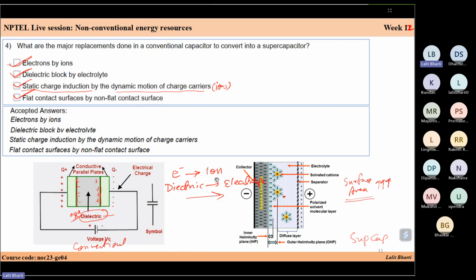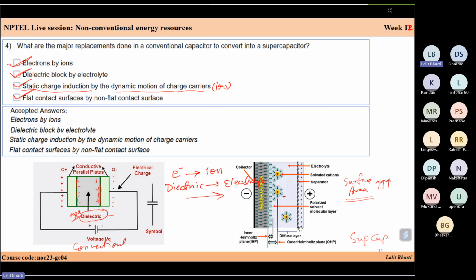Then we have the dielectric block replaced by electrolyte. So yes, you will replace the dielectric block with the electrolyte. The third option is static charge replaced by the dynamic motion of charges. That is correct. Here you have just the static charge, the negative plate and at the positive plate the opposite charges, so just static. But in the case of a supercapacitor, you will have an electrolyte solution, so your ions will be moving towards each other. So you have dynamic charges, or the motion of charge carriers. The charge carriers are ions there.